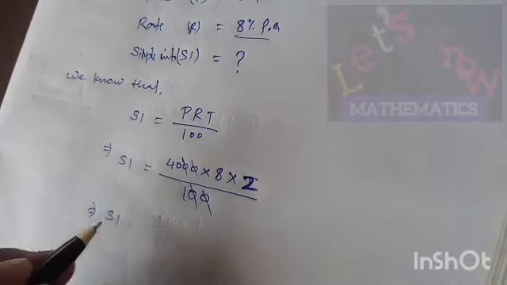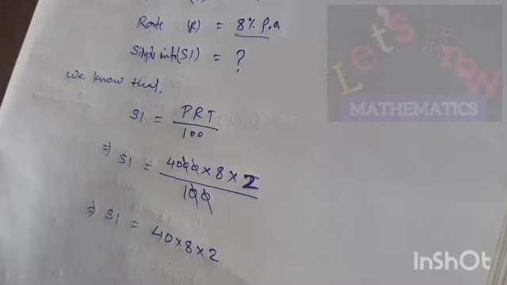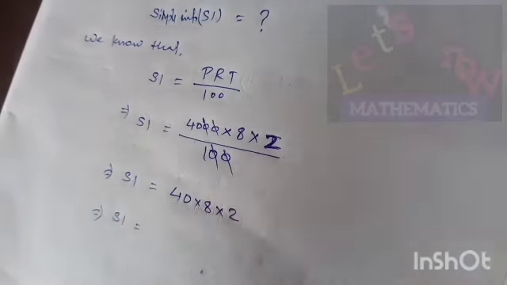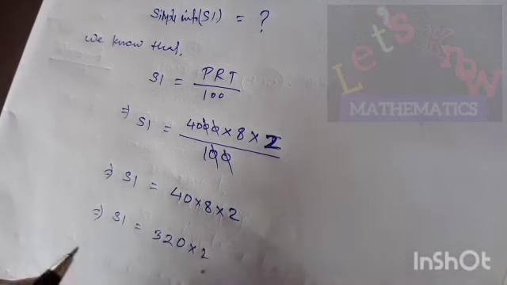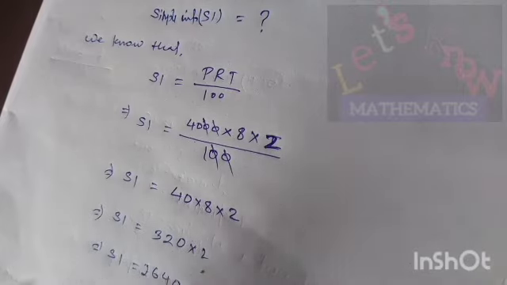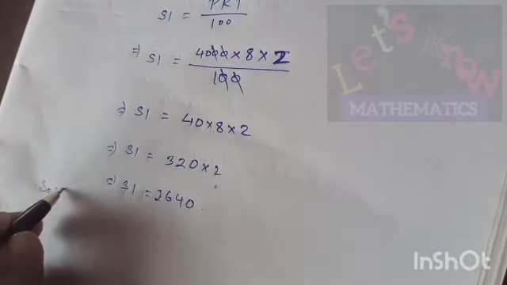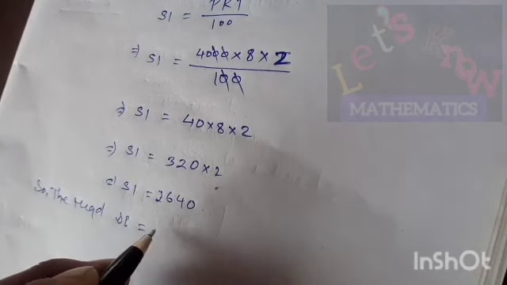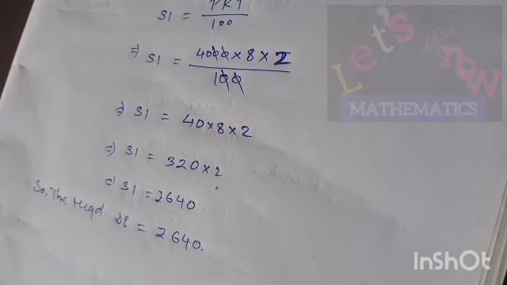Okay, that means simple interest SI is equal to 40 into 8 into 2. 40 into 8 means how much? 8 fours are 32, right? So 320 into 2. That means SI is equal to 640 rupees. 640. Is it? So the required simple interest SI is equal to rupees 640. Understood, guys? Okay, very good.